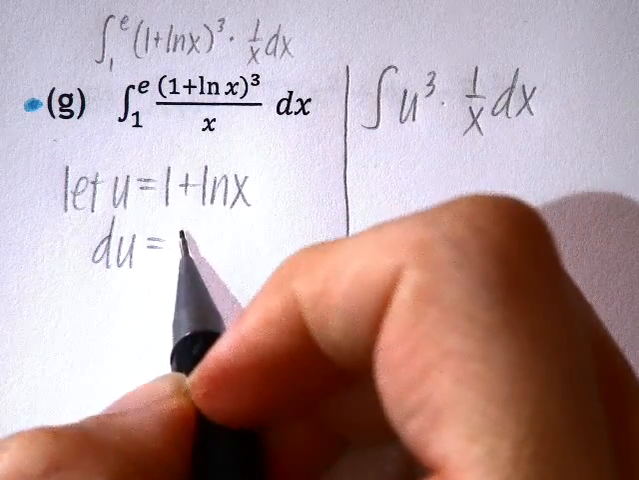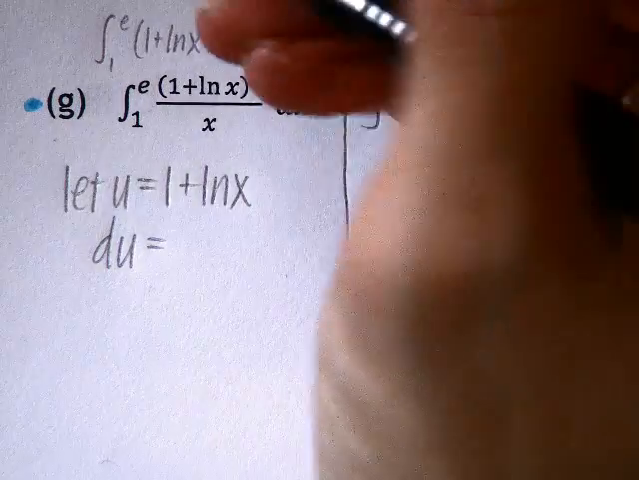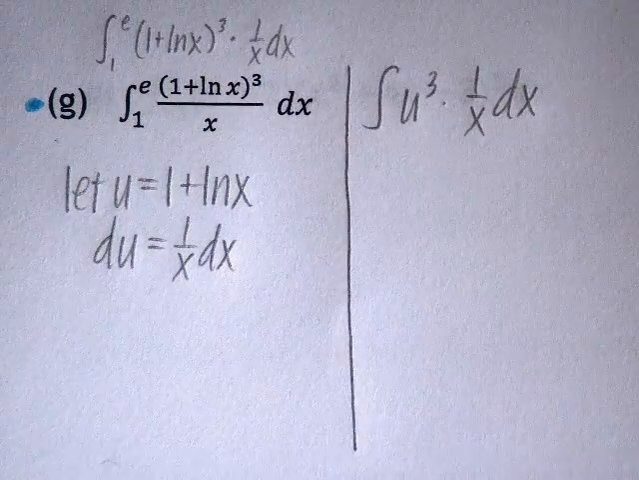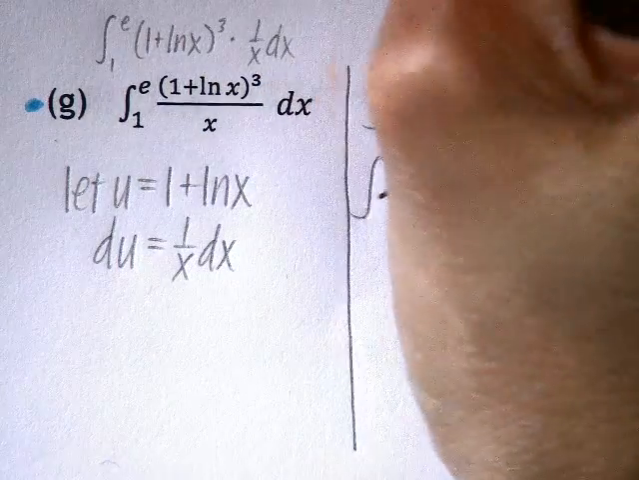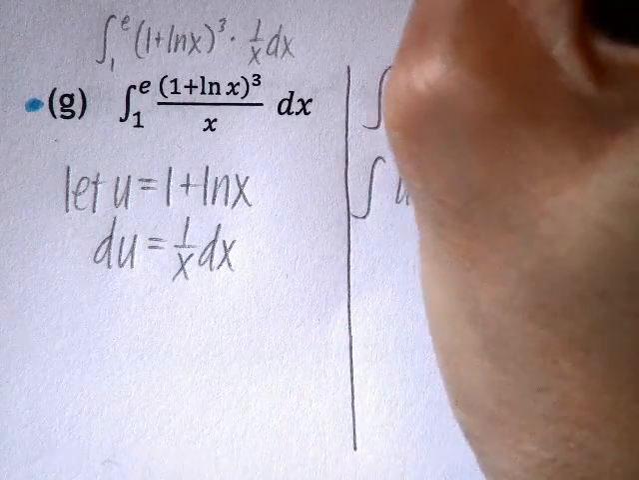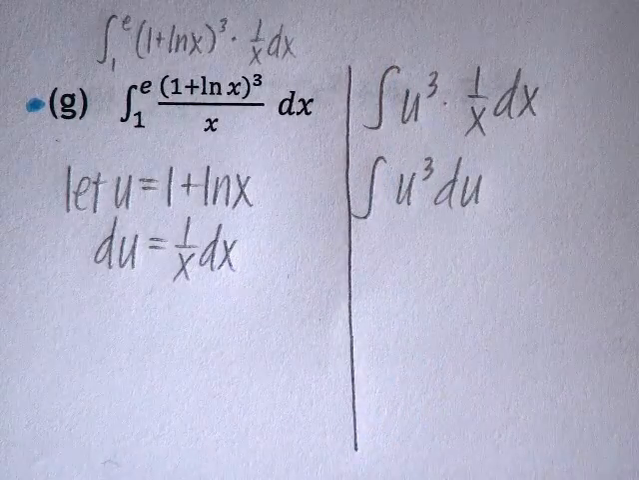Back to my side work then, I want to take the derivative, so du equals 1 doesn't have any notable derivative, but ln x has a derivative of 1 over x dx. There's my substitution. So I know this is going to work out really nicely. I have the integral, I have u cubed, and now I have a du, all substituted cleanly.